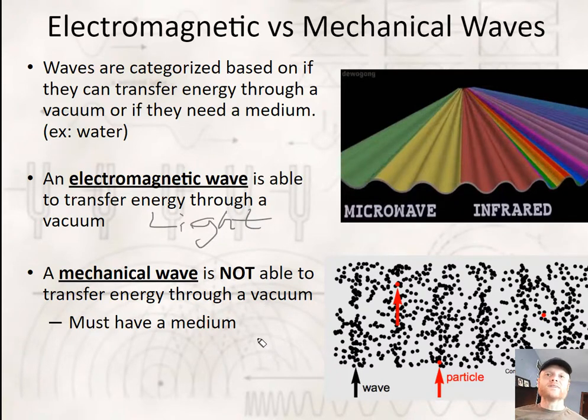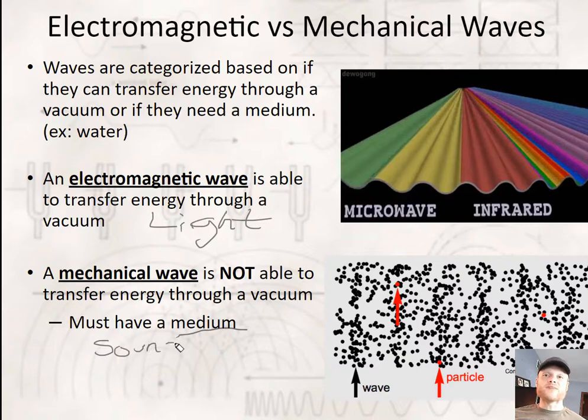A mechanical wave is not able to transfer its energy through a vacuum. It must have something called a medium. And so what that means is basically it needs to have some vehicle or material through which to travel. So right now you can hear my voice. Sound is an example of a mechanical wave.